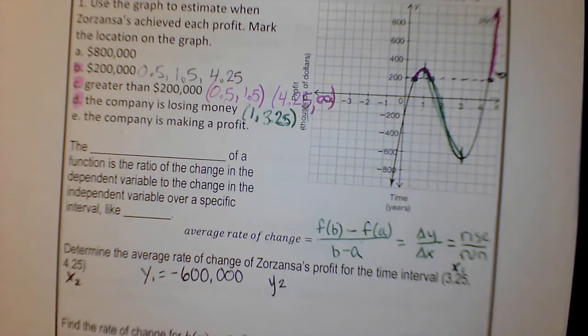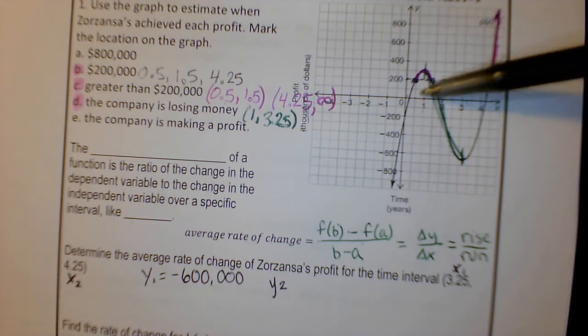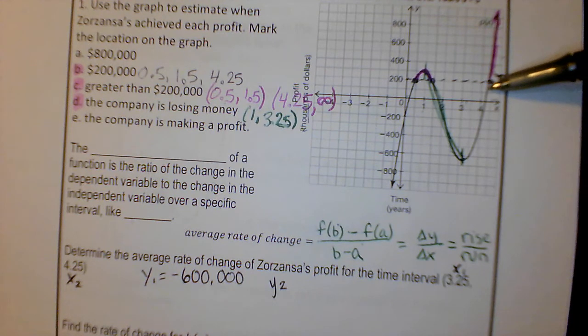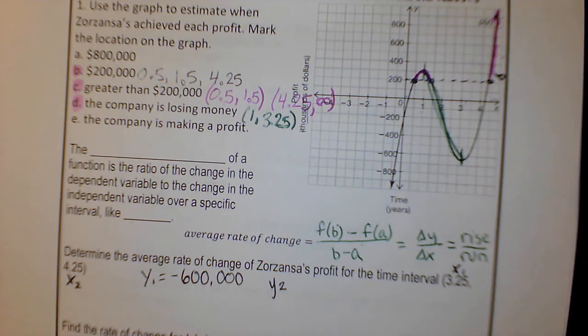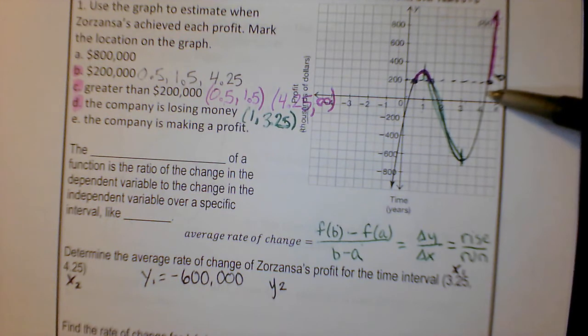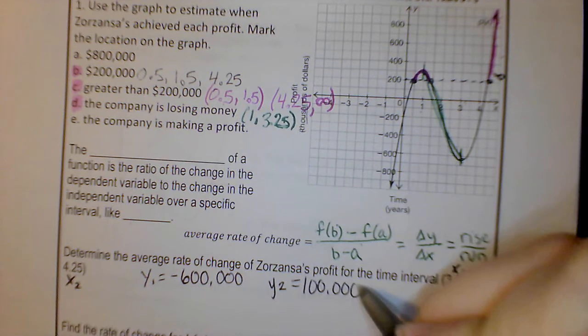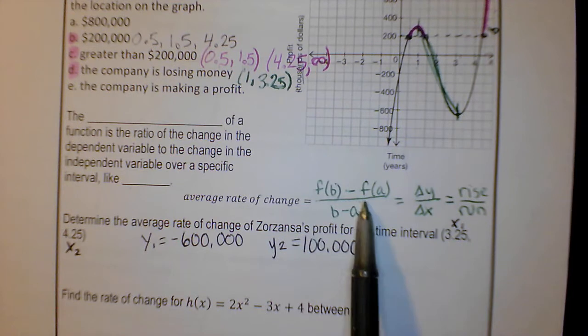Our Y2, we're going to have to go to 4¼ and figure out where approximately our graph is. So at 4¼, are we at 0 there? About 0. Maybe we're up here at 100. This graph is very spread out. There's a huge scale, so of course we might have some margin of error here. I'm going to say that this is about 100,000. Now I know all that I need to know in order to use this average rate of change.